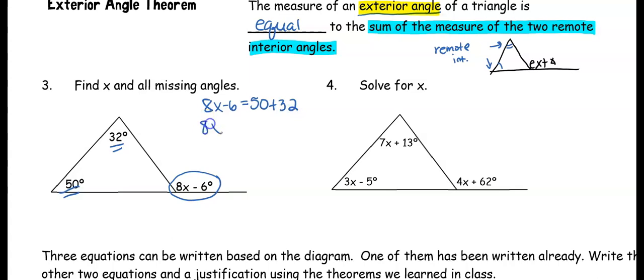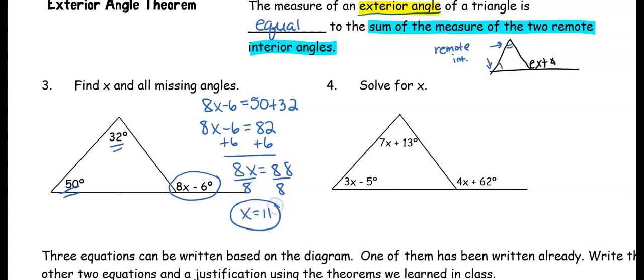So we have 8x minus 6 is equal to 82. We add the 6 over to solve for x, and we get 88. So we find that x is going to be equal to 11. So this one wanted you to find all the missing angles.